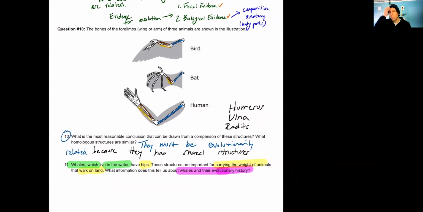Okay, so I want you to remember this is a certain type of structure. A lot of organisms that have evolved from other ones over time have these structures inside of them, structures that do not do anything. Whales do not need hips. They don't walk on the land. They don't need to carry their weight. However, they have them. So what does that mean, that they have these structures that they don't use?